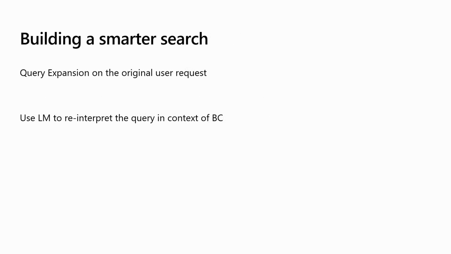So let's try to build a smarter metadata search system. There's two initial approaches we can try with. The first one is query expansion on the original user request. And then we can also use LLMs to reinterpret the query in the context of BC.